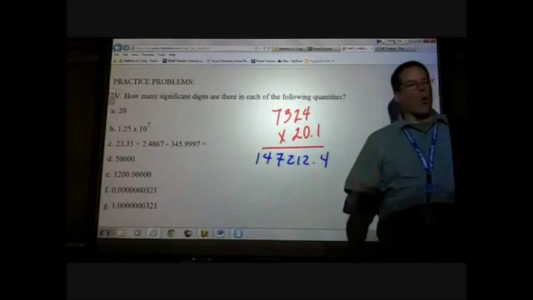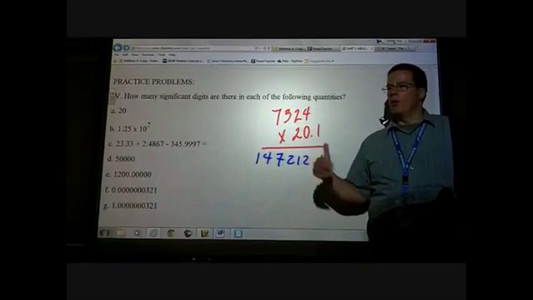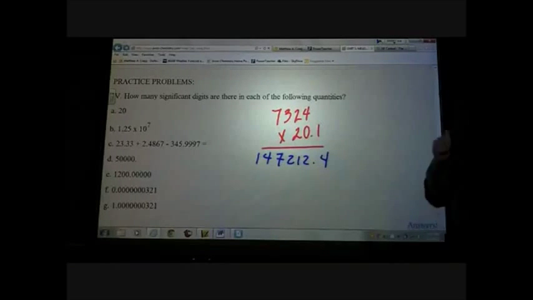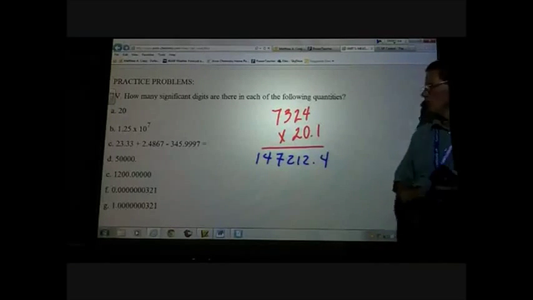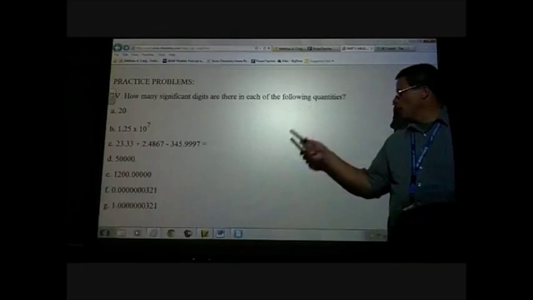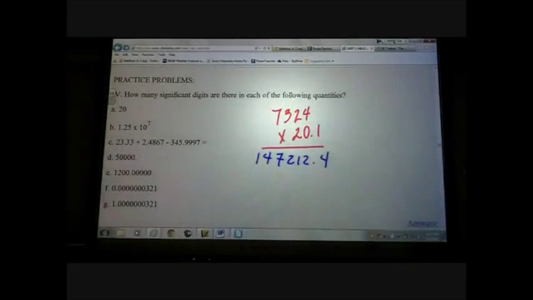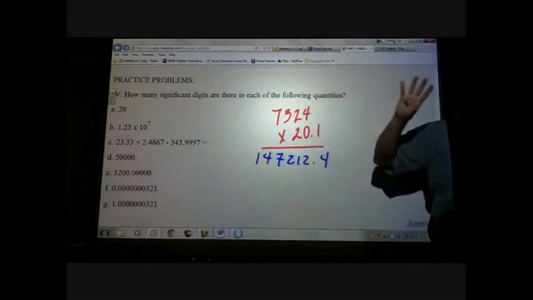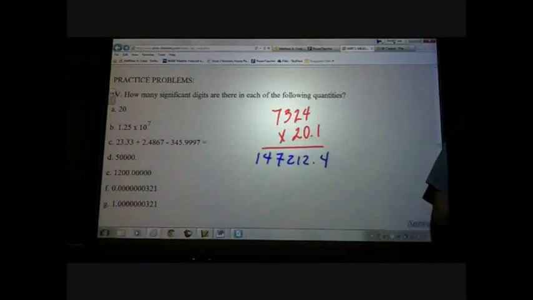When you multiply or divide, and I'm not doing a division here, but it's the same principle. This is what my calculator spit out. What would I write on my paper? Well, you want to look at these two values. How many sig figs are in this top one? 4. Very good. How many sig figs are in this bottom one? 3. We have a captive 0.